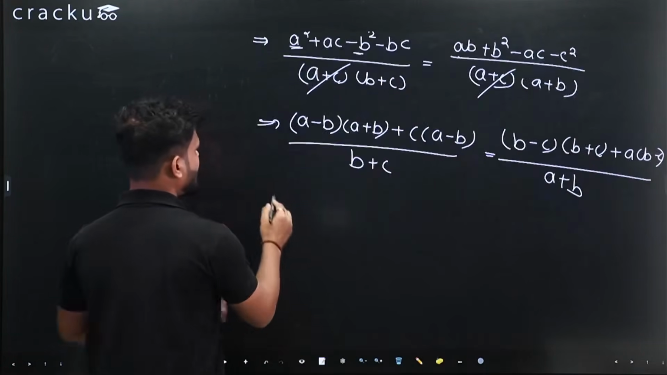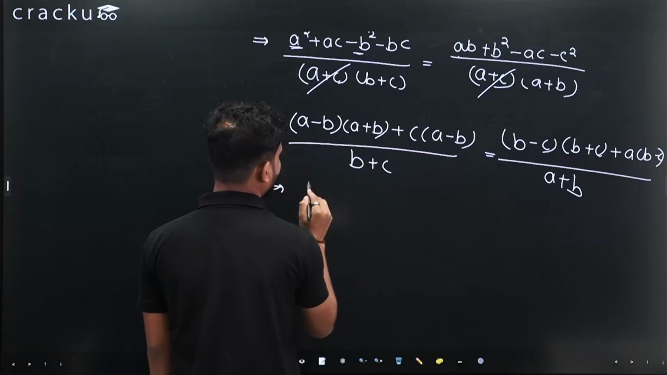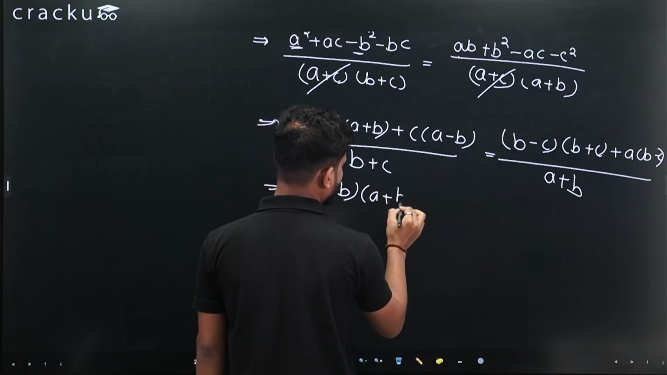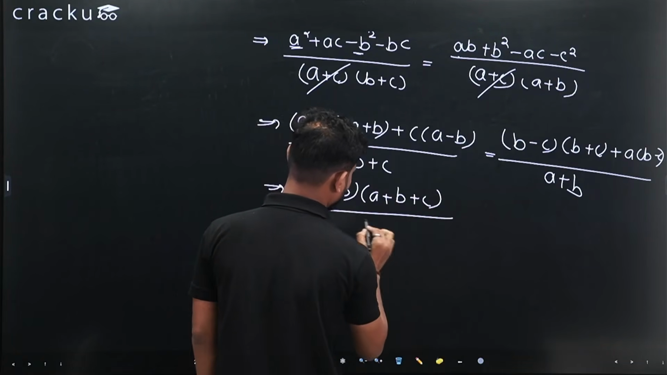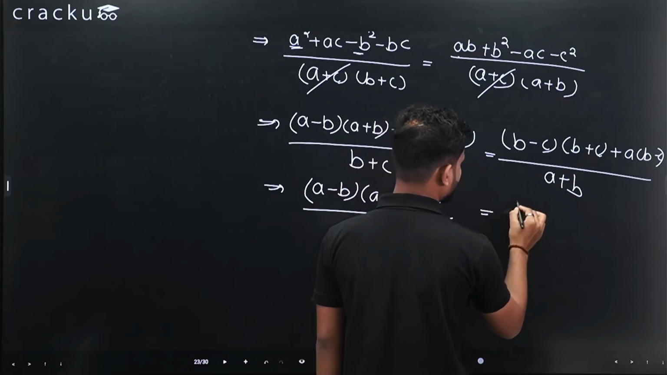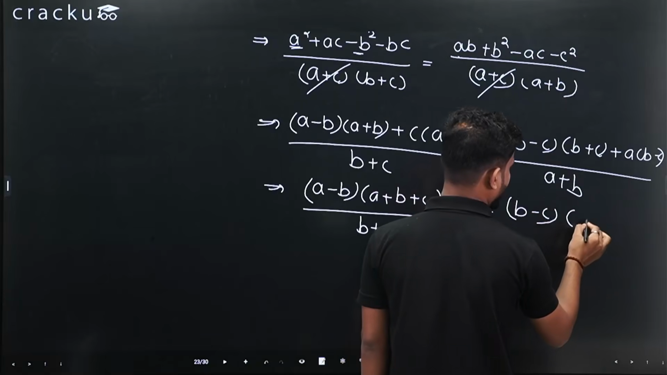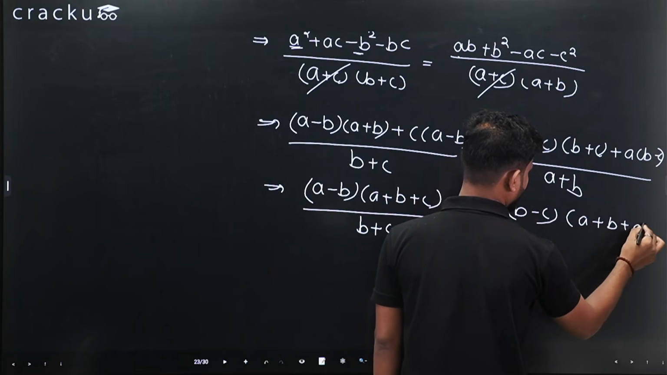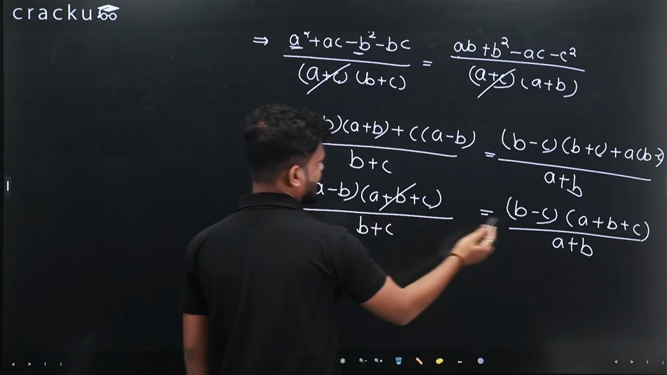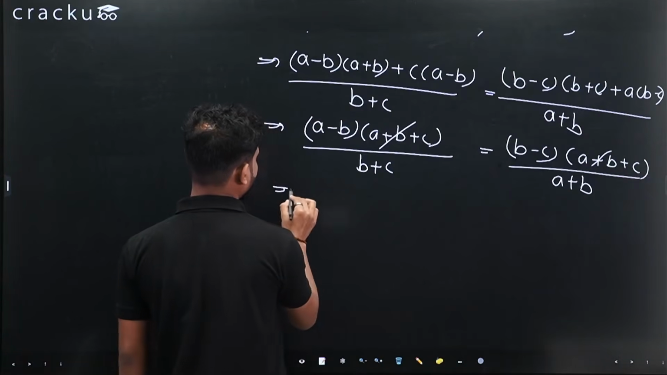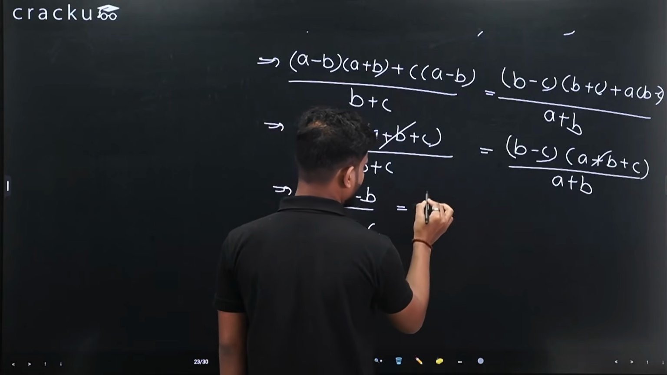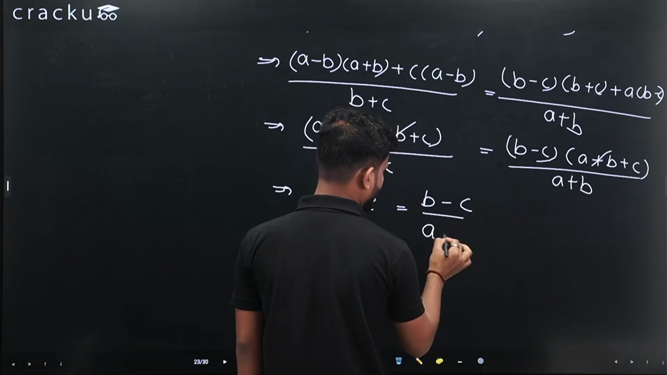Correct? From here what can I write? I can take A minus B common. So A minus B into A plus B plus C upon B plus C. From here I can take B minus C common. So B minus C into A plus B plus C upon A plus B. As A plus B plus C is non-zero, cancel this out. From here what can I get? I can get A minus B upon B plus C is equal to B minus C upon A plus B.